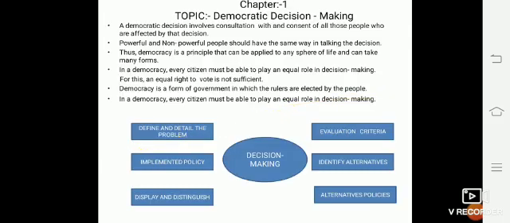Now the next topic is democratic decision making. This is the last topic of this chapter. The democratic leadership style involves facilitating the conversation, encouraging people to share their ideas, and then synthesizing all the available information into the best possible decision.